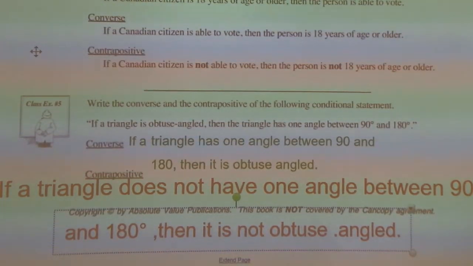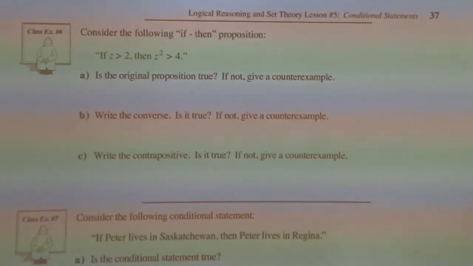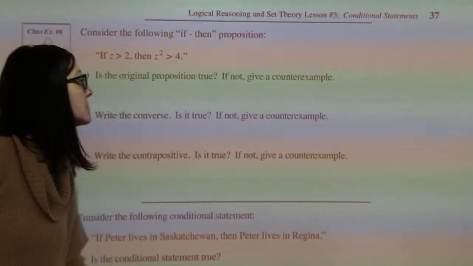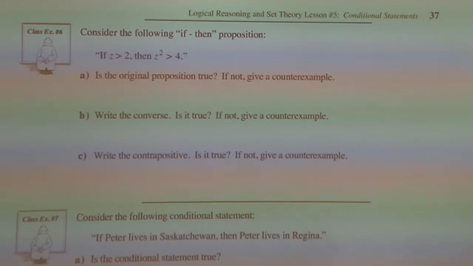Okay, so now we're going to put some of this stuff together. Consider the following if-then proposition. If z, being a number, is greater than 2, then z squared is greater than 4. Is this true or false? If it's false, you'd be able to give me an example of a number that's greater than 2 that when I square it is not greater than 4. This statement's true. Okay?